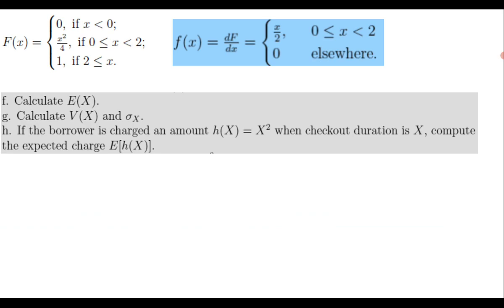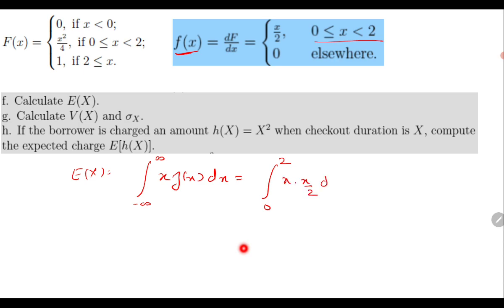Next part says that compute expectation of x and variance of x. Now expectation of x, in case of discrete we use summation. Here we have to use integration, so minus infinity to infinity x f of x dx. Now limits are from 0 to 2 only. If you see f of x, it is valid from 0 to 2 only. So x, then x by 2 and dx. Now further integration can easily be done by you, and you can verify the answer.